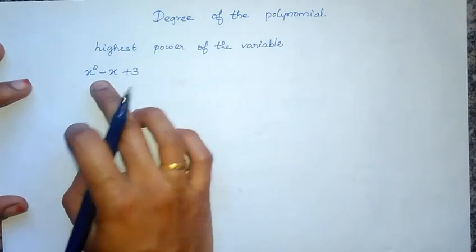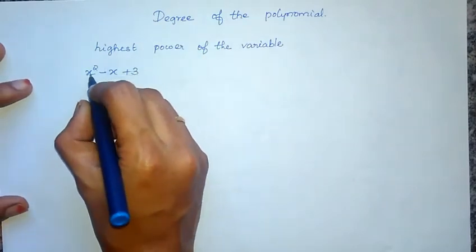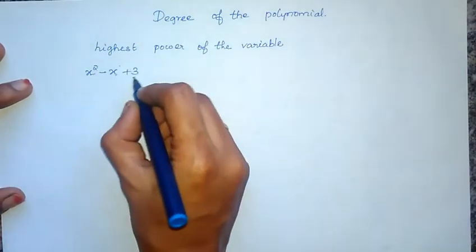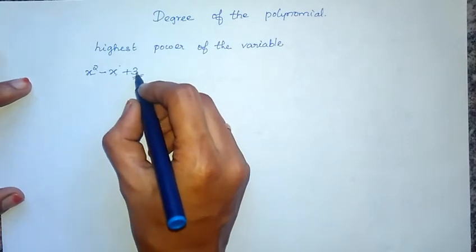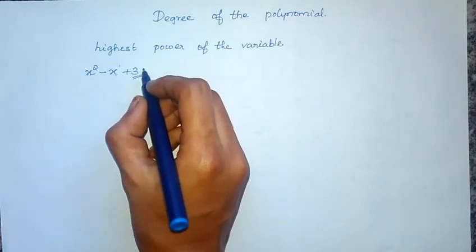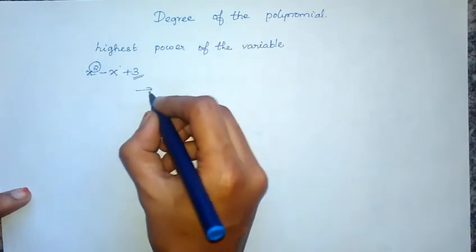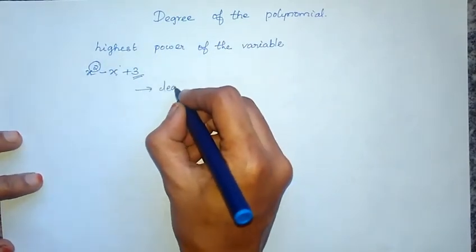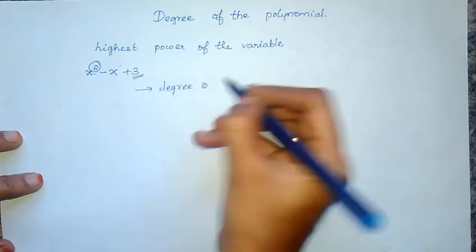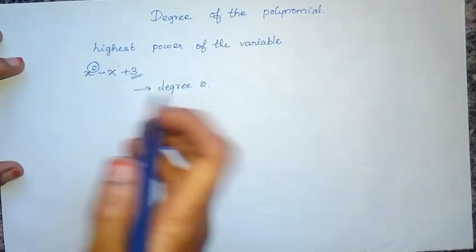Highest power here? See this. x power 2, x power 1. Here we have 3 only. That means 3 into x power 0. So here the highest power is 2. So here the degree of this polynomial is 2. One more example.